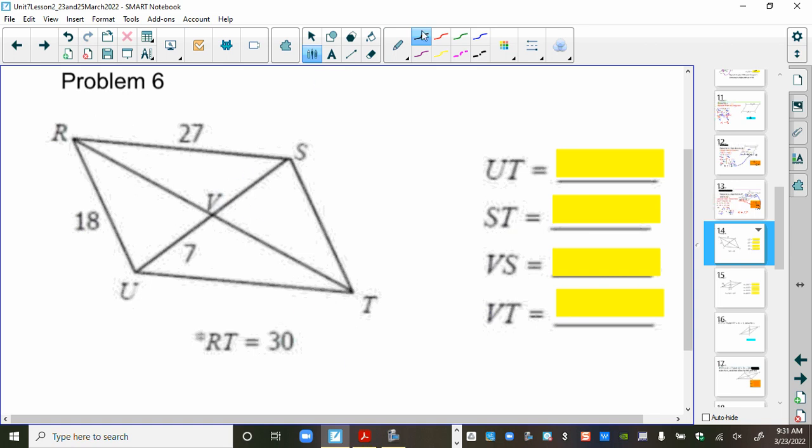Now, remember, this point right here is a midpoint. So remember, this splits this entire segment into two equal smaller segments. Same thing, this one splits this entire one into two smaller segments. Now, let's go real quick with the first few. All right, UT is down here. UT is opposite which side? So just look at a regular polygon.